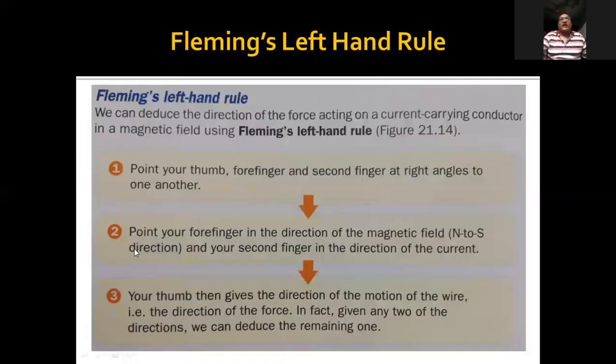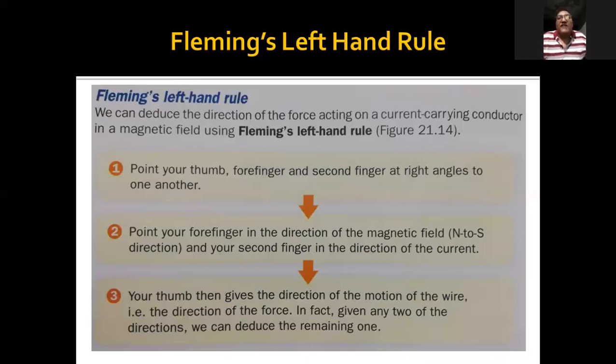Okay. What is Fleming's left-hand rule? We can deduce the direction of the force acting on a current-carrying conductor in a magnetic field using Fleming's left-hand rule. Point your thumb, forefinger, and second finger at right angles to one another, like this. You can see this. They are perpendicular, at right angles to each other. Point your forefinger in the direction of the magnetic field, north to south, and your second finger in the direction of the current. Your thumb then gives the direction of the motion of the wire. That is the direction of the force.